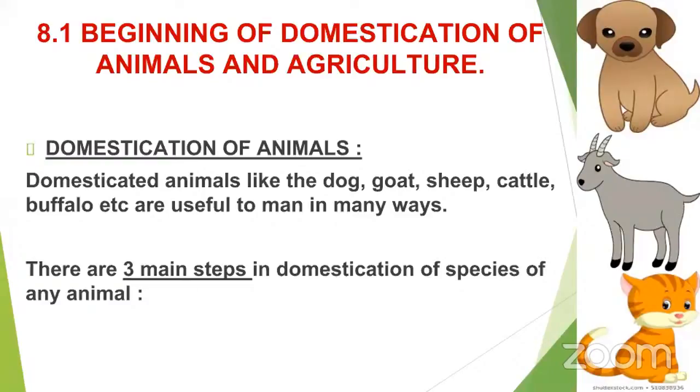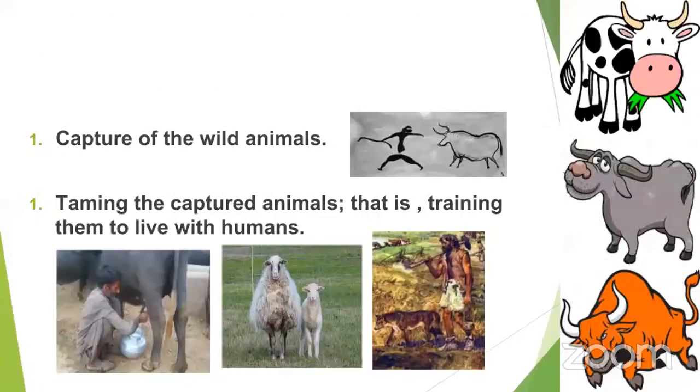There are three main steps of domestication of a species of animal. First step is to capture the wild animal. You have to go to the jungle and capture that wild animal. Then second is taming the captured animal. Taming means training them to live with humans. They are given training so that they can live without harming us. And the third is obtaining useful material like milk, etc. from them, and then training them to work for humans as beasts of burden.